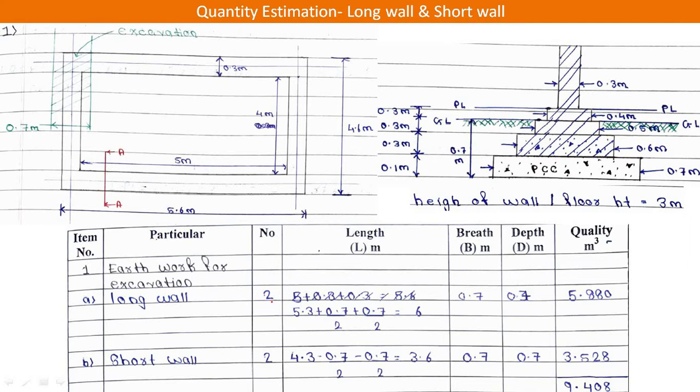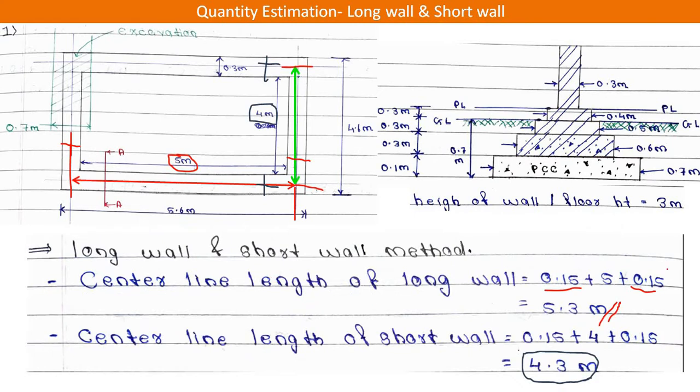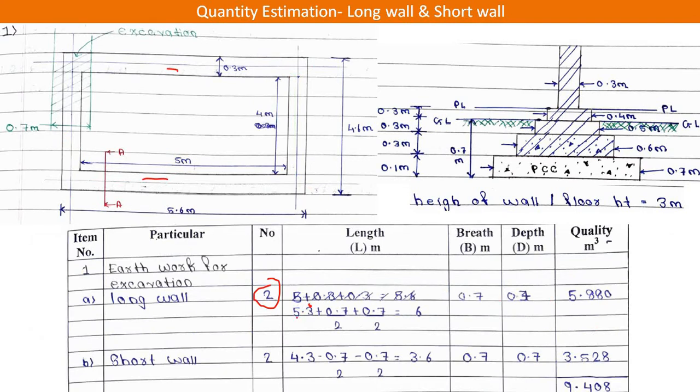In number it will be 2, because there are 2 long walls, 1 and 2. So the long wall will be numbers as 2. So for length you have to first add 5.3. So 5.3 comes from here, the center length of the long wall. So you have to first add the center length from here. So 5.3 plus, first it is excavation.